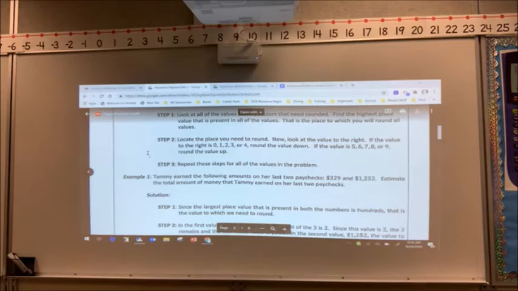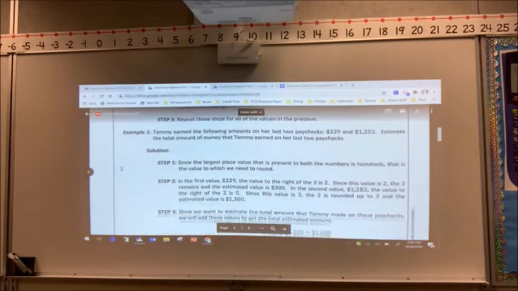An example would be 37. If I want to round 37 to either 30 or 40, well, 7 is in the group of 5, 6, 7, 8, or 9. So to round 37 to the nearest tens, I would round up to 40. If the number was 32, and I want to round to the nearest tens, since the ones column has a 2 in it, I would round down to 30. Step 3, repeat these steps for all the values in the problem.